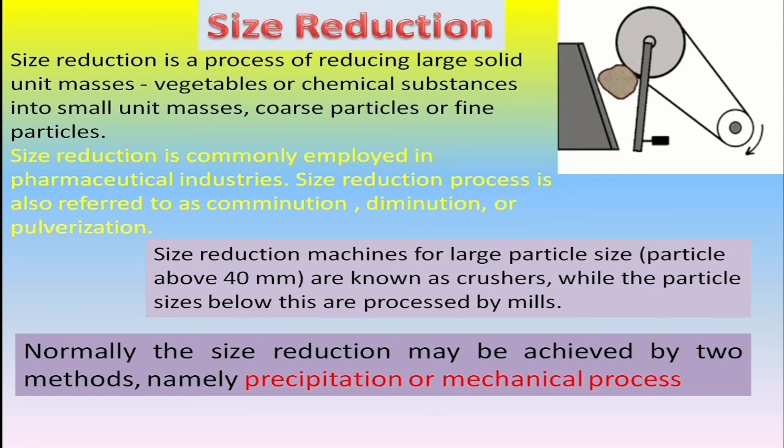Inorganic chemicals such as calcium carbonate, magnesium carbonate and yellow mercuric oxide are prepared by the precipitation method. Next, the second method is the mechanical process. In the mechanical process, the substance is subjected to mechanical forces using grinding equipment such as ball mill, roller mill, colloid mill, etc. In general, dry grinding or milling is used in the production of tablets and capsules, while wet grinding is used in the preparation of suspensions, emulsions, ointments, etc.